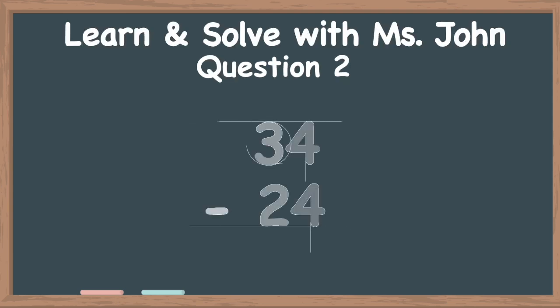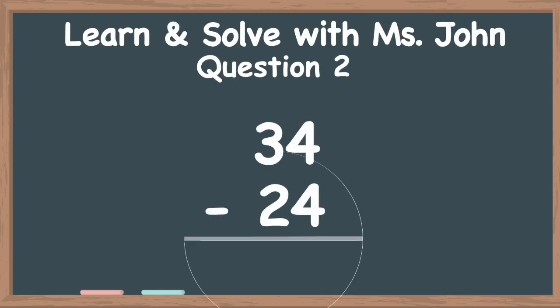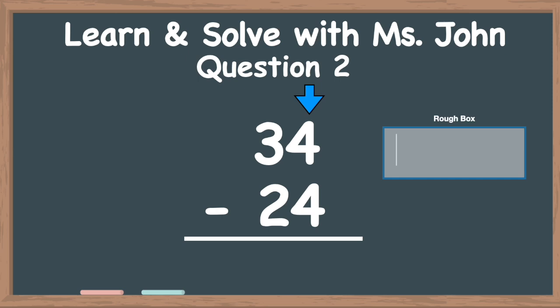Question number 2, 34 minus 24. We're going to start by subtracting numbers in the ones column. Let's draw a rough box. In the rough box, we're going to write 4 minus 4. 4 minus 4 equals 0. Now we're going to put that 0 in the ones column of the answer section.